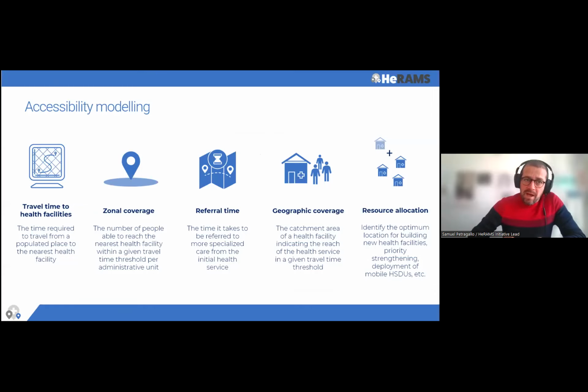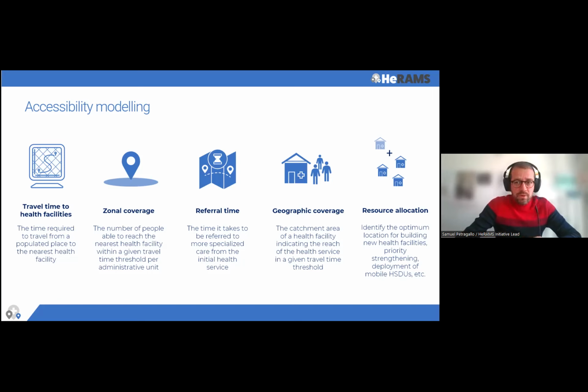We've recently added, or if you like, extended some of the analytics that we do with this data through accessibility modeling and the partnership we've been setting with the GeoHealth Group of the University of Geneva. So beyond describing the availability of services, the attempt here is really to start looking at the level of access that communities have to those services in terms of travel time to the health facilities, zonal coverage, referral time, or even geographic coverage. And in all of those cases, the kinds of analysis that we're producing and aiming to produce more systematically are really aimed at better understanding how we could allocate resources as efficiently as possible.